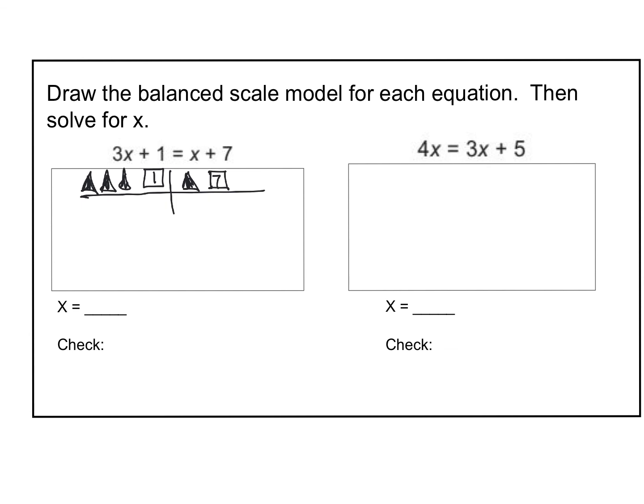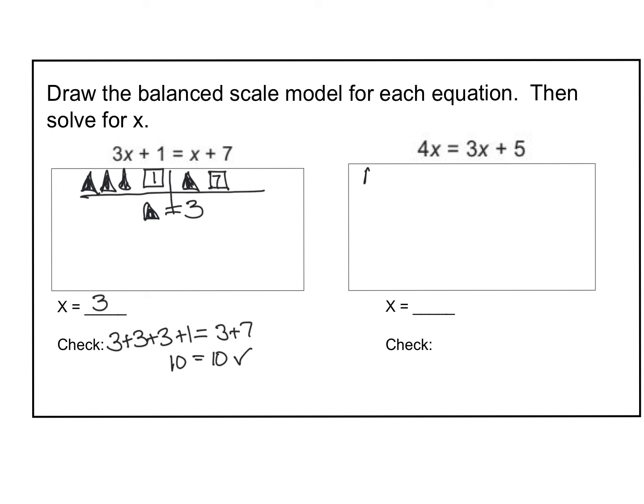So as we start to look through this, maybe we determine that our triangle would have a value of 3. So we say that x equals 3, and our check would be 3 plus 3 plus 3 plus 1 has to be the same as 3 plus 7. 3 plus 3 plus 3 is 9, plus 1 more is 10. 3 plus 7 is also 10, so that would check.